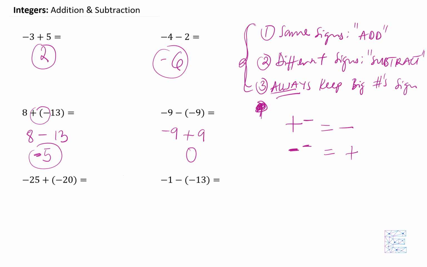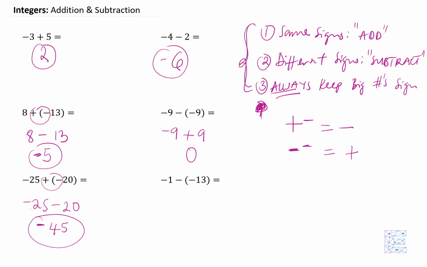The next question is -25 plus -20. Once again, a little bit of a problem that needs to be cleaned up. So we'll rewrite this as -25 minus 20. And now we look at the signs, they are the same, which means we'll be adding these integers. 25 plus 20 is simply 45. And 25 is bigger, it's negative. The answer to this is -45.